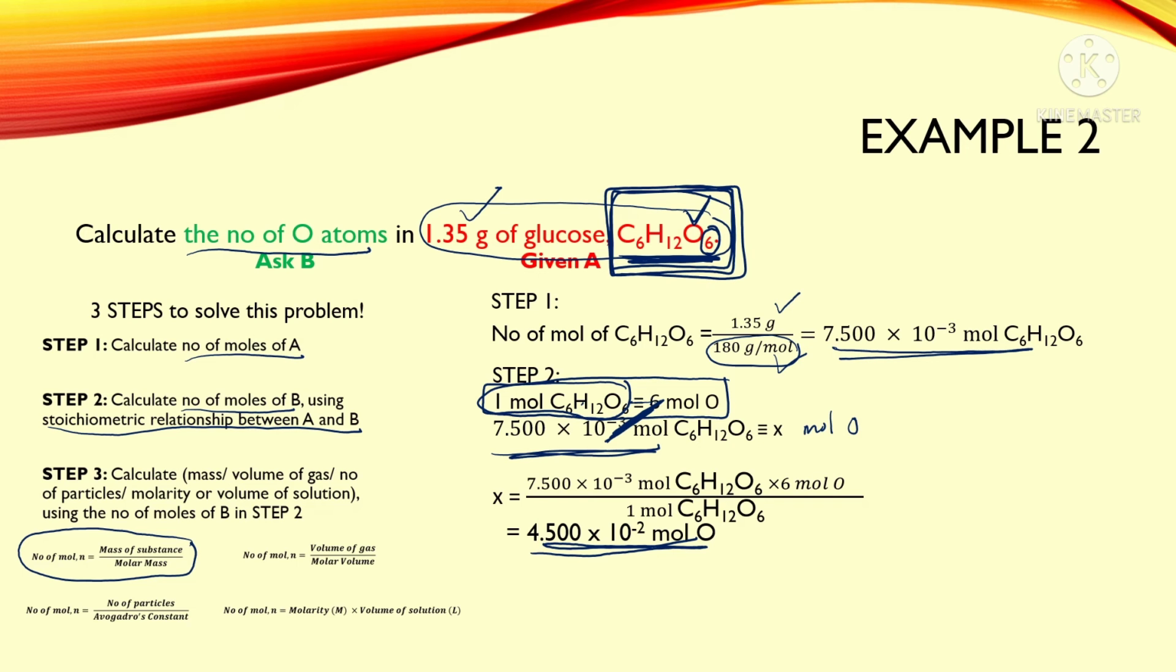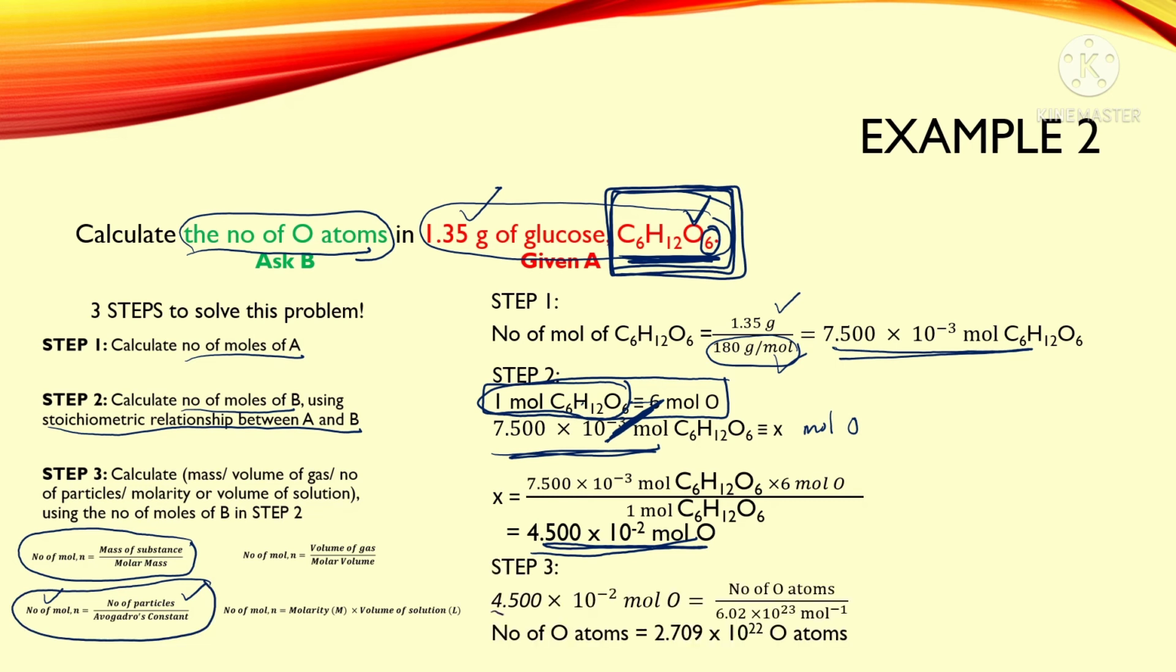And then to find the number of oxygen atoms, in step number 3, we need to apply another formula. We have the number of moles of B already, and now we want to find the number of oxygen atoms. Therefore, we need to use this formula: the number of moles of oxygen multiplied by the Avogadro constant, 6.02 times 10 to the power of 23, to give us 2.709 times 10 to the power of 22 oxygen atoms as the answer.